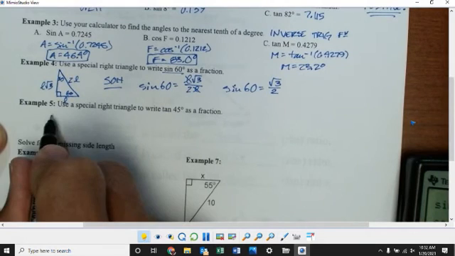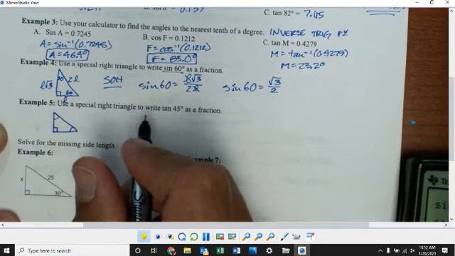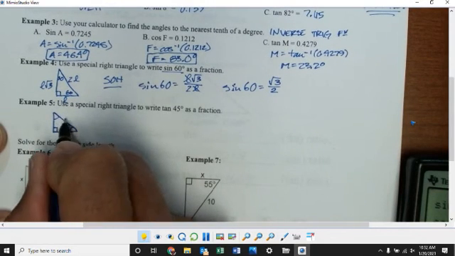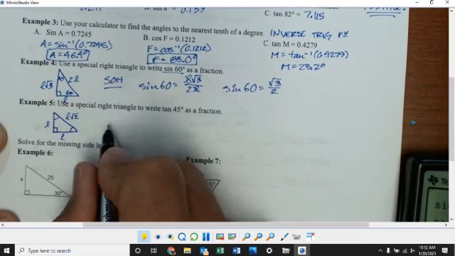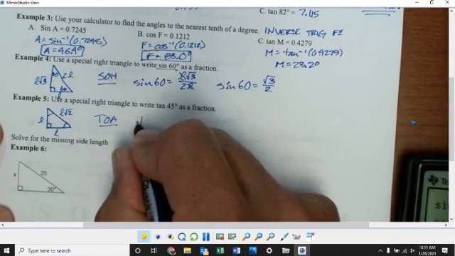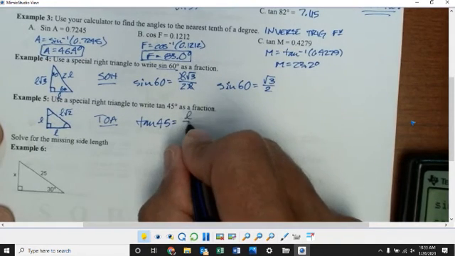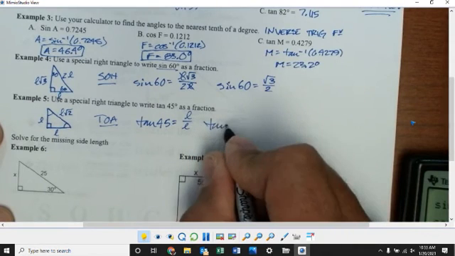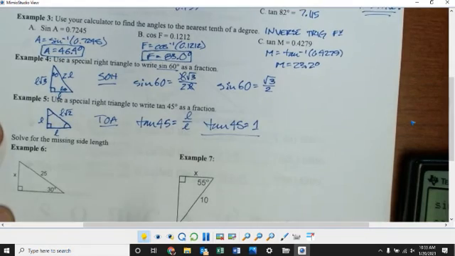And what about tangent 45? Well, let's write a 45, 45, 90 triangle. So each of those angles are 45. So we know that this is L, L, and L square root of 2. But tangent of 45, tangent is opposite over adjacent. So then tangent of 45 is equal to the opposite over the adjacent. This is just L over L. So tangent of 45, L over L is equal to 1. Just like that.